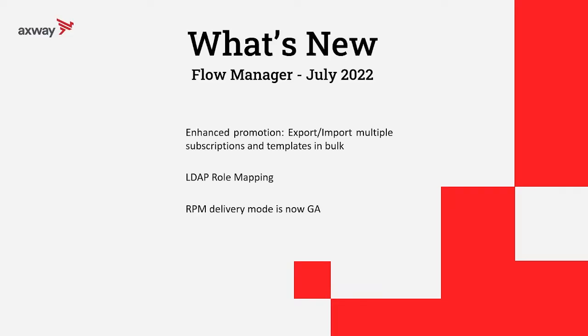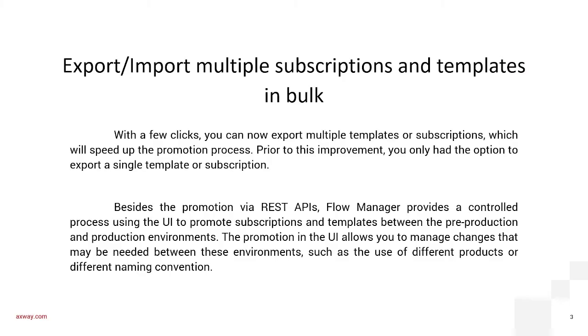Let's dive into what's new in this Flow Manager July release. First, you can promote in bulk. With just a few clicks, you can now export multiple templates and subscriptions, which will speed up the promotion process. Prior to this improvement, you only had the option to export a single template or a subscription.